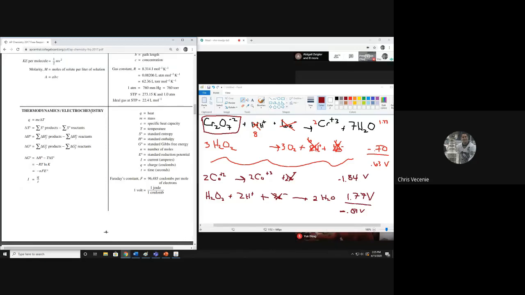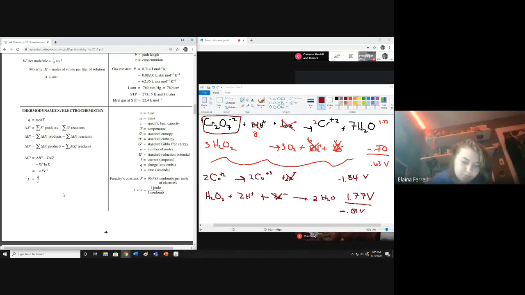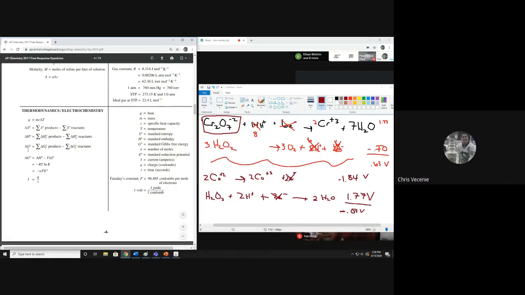Based on the fact that we're looking for delta G and we have E0, Elena, what equation do you like from this page? Delta G equals negative F E0. Very good. Delta G equals negative nF E0. So we're going to use that equation.